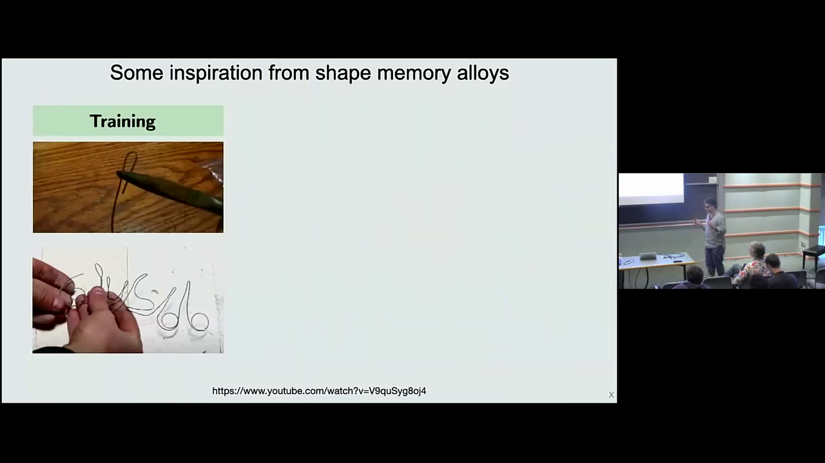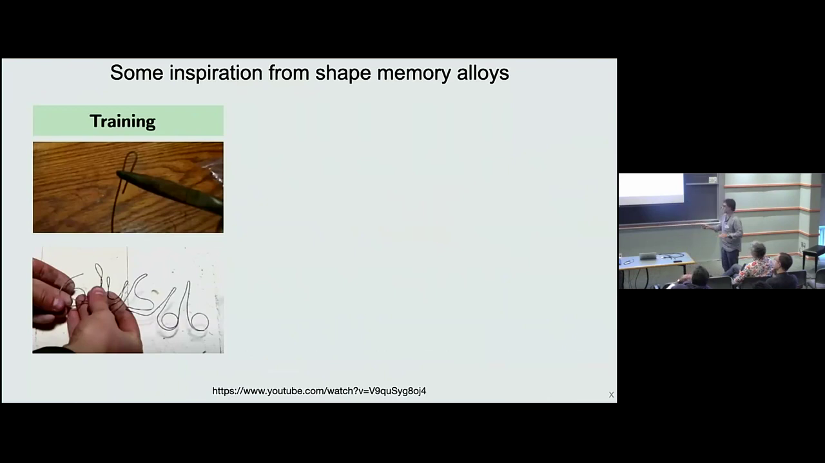And as you will see in this talk, most of our discussion will involve two steps, one that I'm going to call training, and one I'm going to call retrieval. Okay? So I want to illustrate that in the context of shape memory alloys. In shape memory alloys, you can actually mold the alloy by a combination of mechanical perturbations or others, and lock it in a strange shape like this. This is what you call the training.